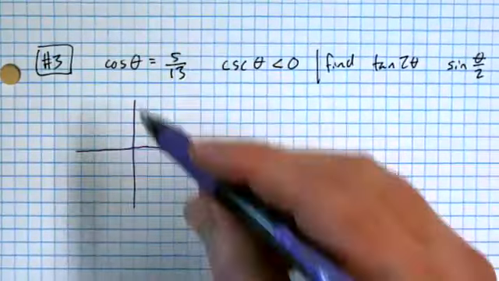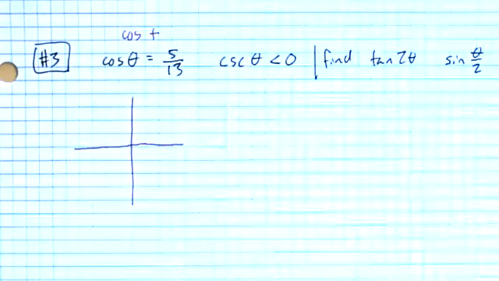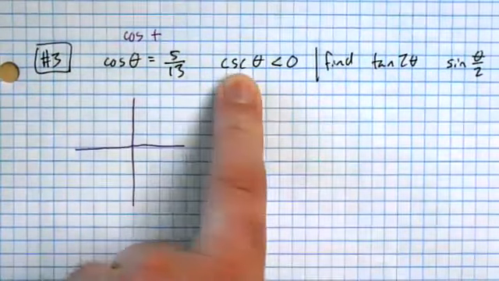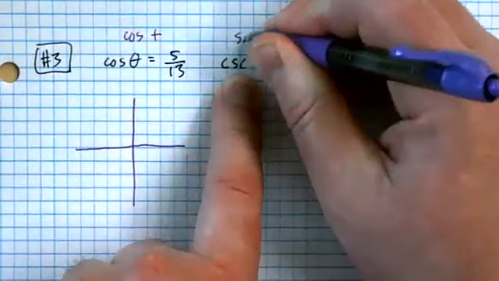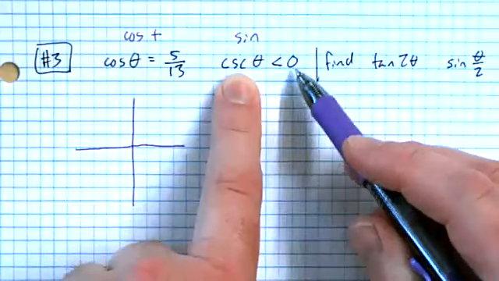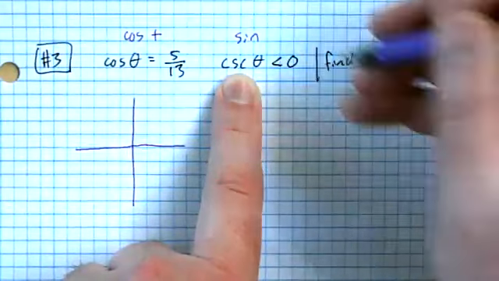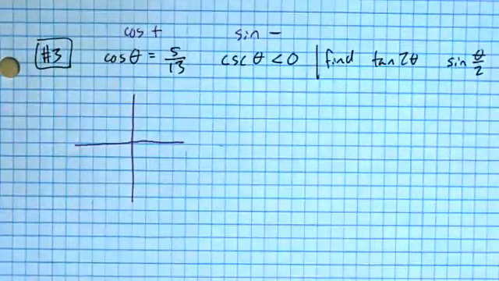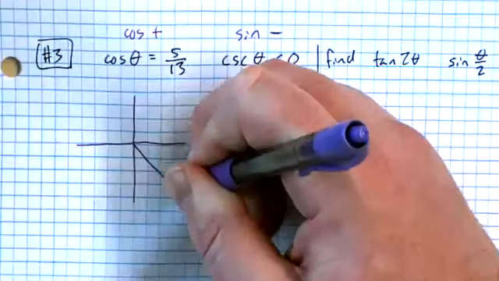So when I look at this, I see cosine is positive, right? Because that's a positive 5/13. Agreed. And then cosecant, remind me, goes with what? It's the reciprocal of sine. And so if cosecant's less than 0, then sine must also be less than 0. If cosecant's negative, then sine's also negative. So what quadrant are we talking about where cosine is positive and sine is negative? Quadrant 4? All right, so draw me a reference triangle in quadrant 4.